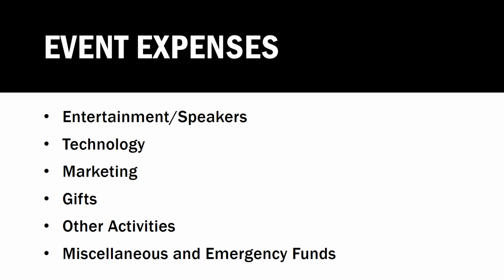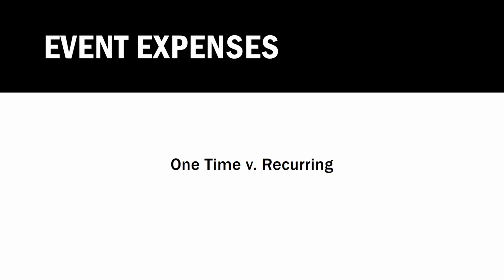Of course, there are going to be those expenditures that don't fit into any of the aforementioned categories. In those situations, it's helpful to build a miscellaneous section into your budget. You will also want to include an emergency fund within your budget to give the event a little financial cushion should anything go awry.